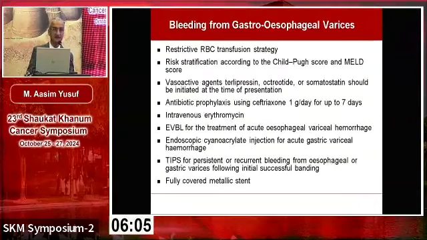Just one slide on varices. Again, it's a whole talk in itself, so I've just really summarized it. Same sorts of things: restrictive RBC transfusion strategy. Risk stratification in these patients is according to their Child-Pugh score or the MELD score, and not according to the Glasgow-Blatchford score. All patients should receive a vasoactive agent such as terlipressin or octreotide from the time of presentation.